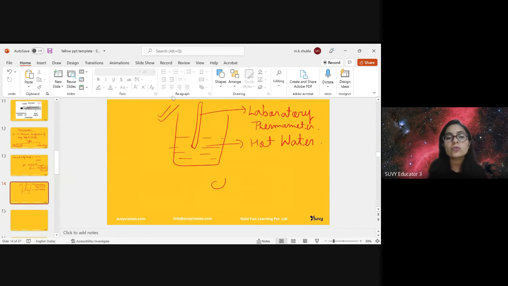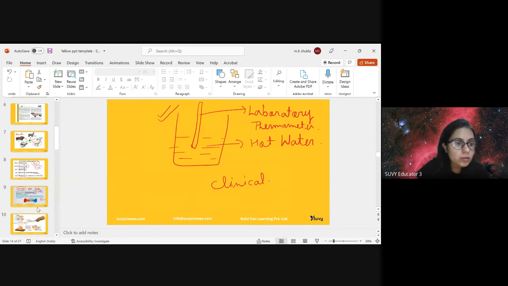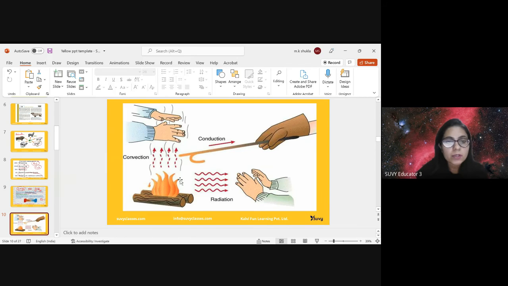You're not going to use the clinical one, only the laboratory thermometer. So I have told you the laboratory thermometers are used for measuring the temperature of any compound, any objects. And there are three processes, that is conduction, convection, and radiation.